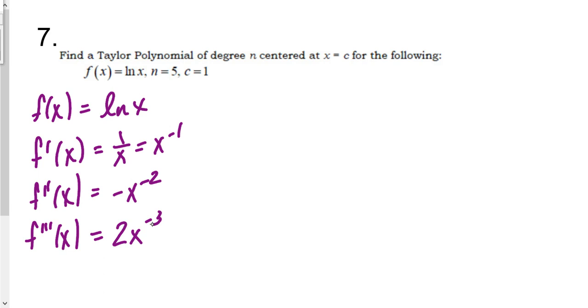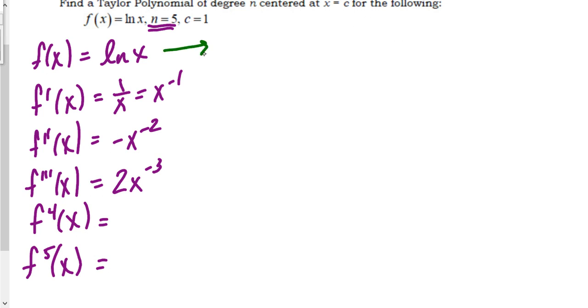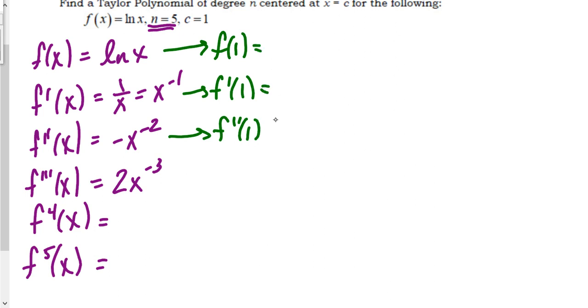You need to find a couple more because I was really just mean, apparently. We're going to find the 4th derivative and the 5th derivative, okay? Then you're going to be centering this at 1, so you need to evaluate each of these statements at 1. And so forth. And then use the general structure of your Taylor polynomial to come up with your answer.